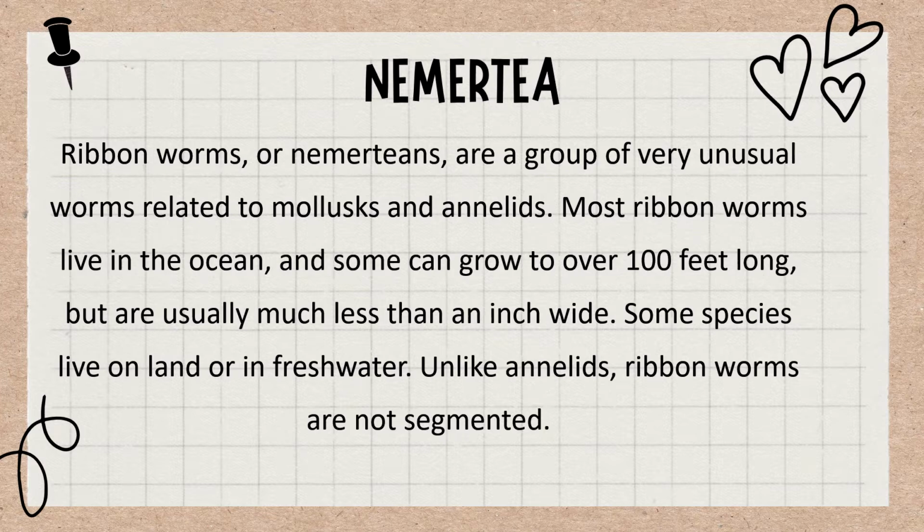Nemertea, also called ribbon worms or Nemertians, are a group of very unusual worms related to mollusks and annelids. Most ribbon worms live in the ocean, and some can grow to over 100 feet long, but are usually much less than an inch wide. Some species live on land or in fresh water. Unlike annelids, ribbon worms are not segmented.